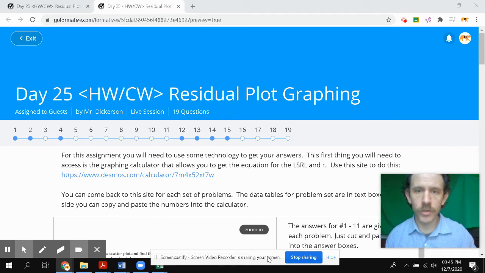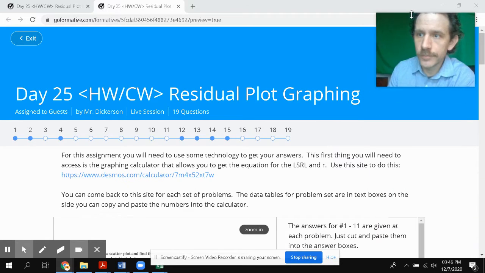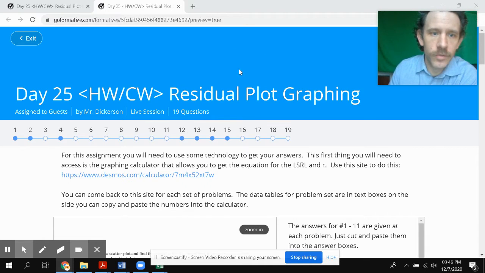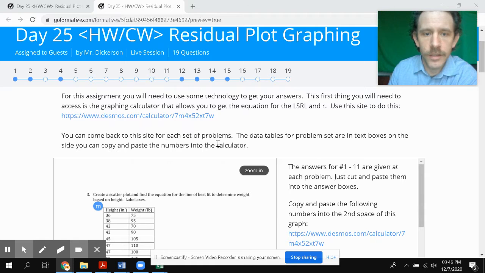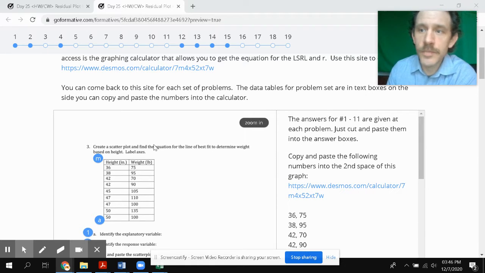Hey, stat students, we're going to go over how to graph a residual plot using our calculator. So follow along and see how we do. So this is our day 25 worksheet, and I've posted the last problem set from day 24 here to start.